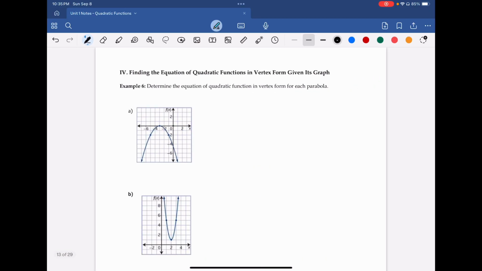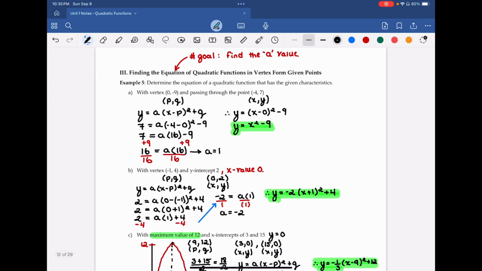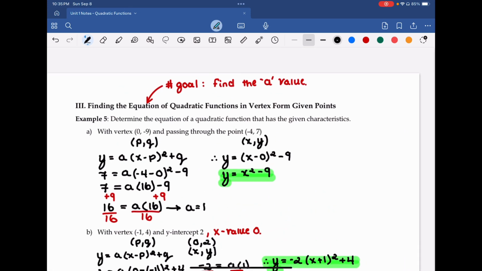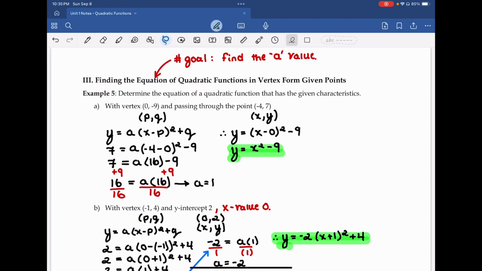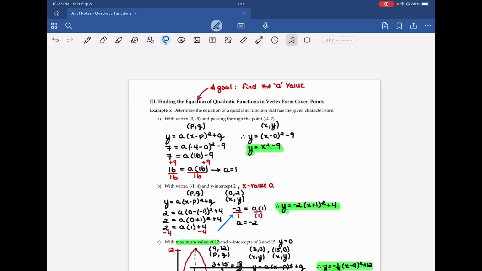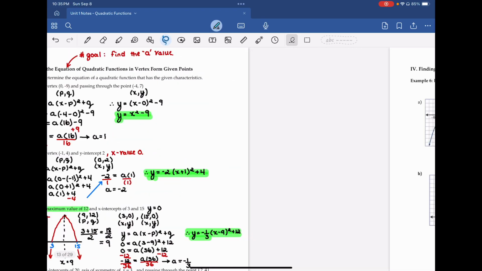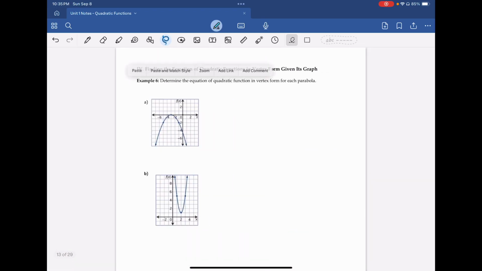Okay, now let's look at our final page here: finding the equation based on a graph. On the previous page, it was all based on description, and our number one goal was to find a. It's no different. In fact, I'm going to literally just take this line and copy it over to our next page. We need to find the a value always. So rather than it being by description, now it's going to be based on the graph. Perfect. There's our number one goal.